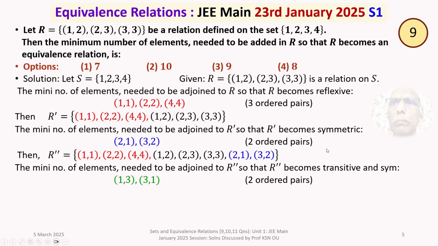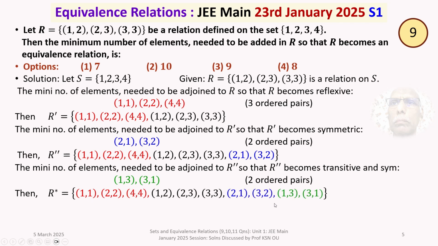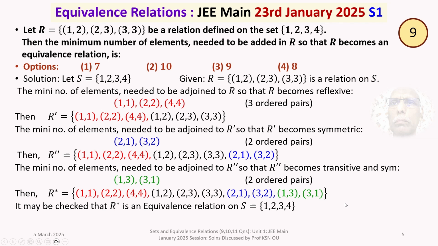So after the adjoinment, this becomes R star. R star is the set of all those. Now the adjoined ones are (1, 3), (3, 1). So now it is an equivalence relation. You can check reflexivity and symmetry. Symmetry is also there, and transitivity is also there in this. Therefore, it is an equivalence relation. So it may be checked that R star is an equivalence relation on S.